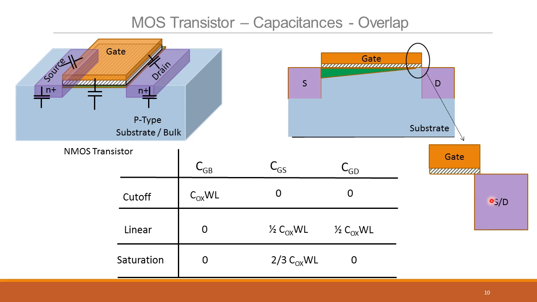So when you have a gate to source drain overlap like this, this is a good conductor, this is also a good conductor, you do get a small capacitance here. That is called the overlap capacitance.